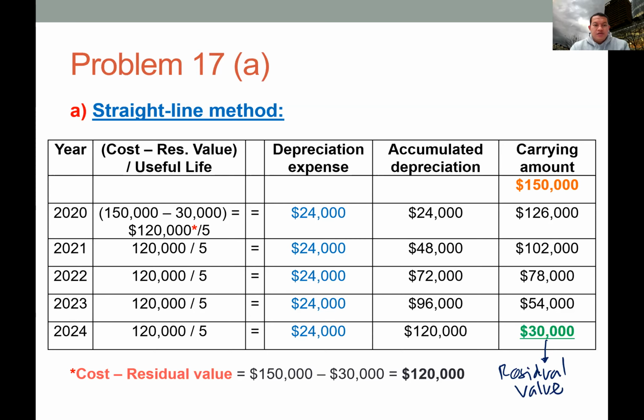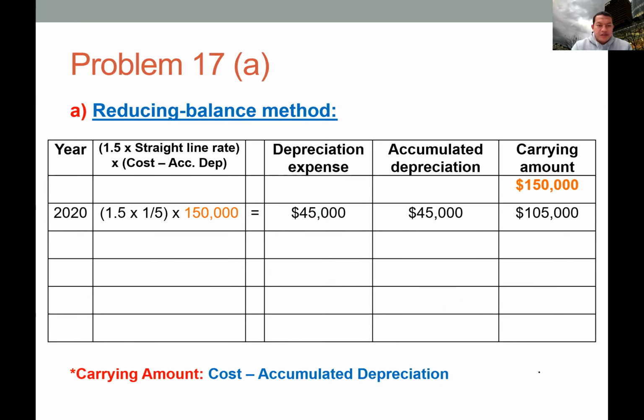Okay, so next we use the reducing balance method. So we want to accelerate this depreciation. Now we take 1.5 times faster than the straight line rate. So this is basically the straight line rate. So we multiply this with 1.5, okay, and then multiply with the book value or carrying value. So in year 2020, we get 45,000 of depreciation expense and the carrying value of 105,000.